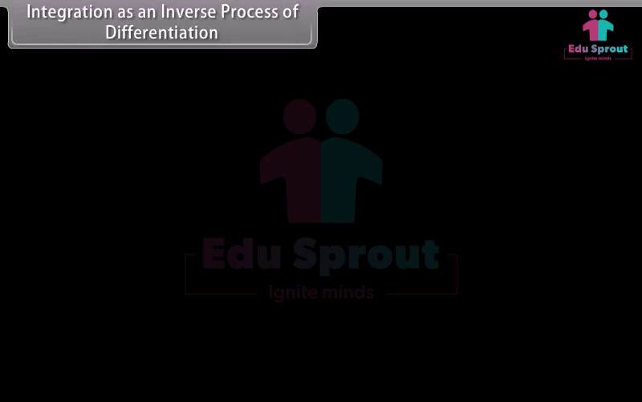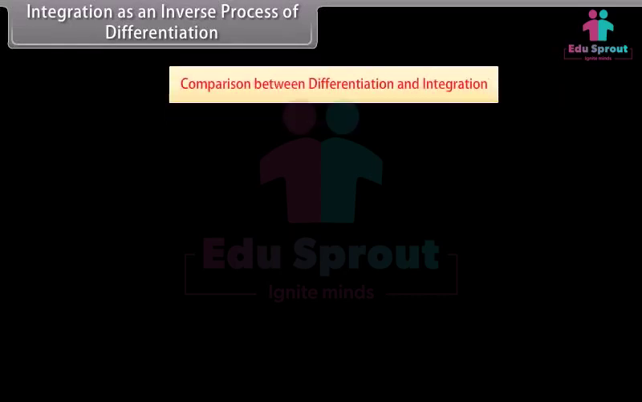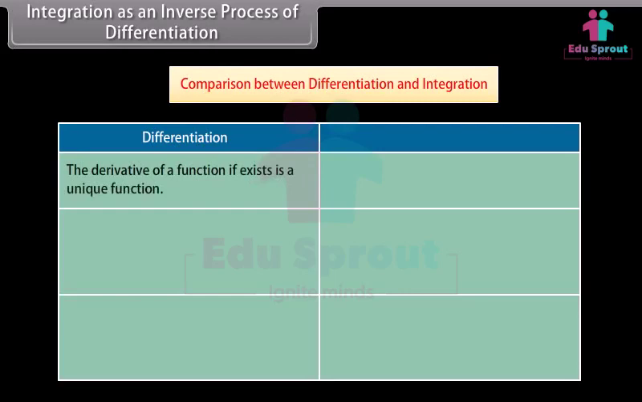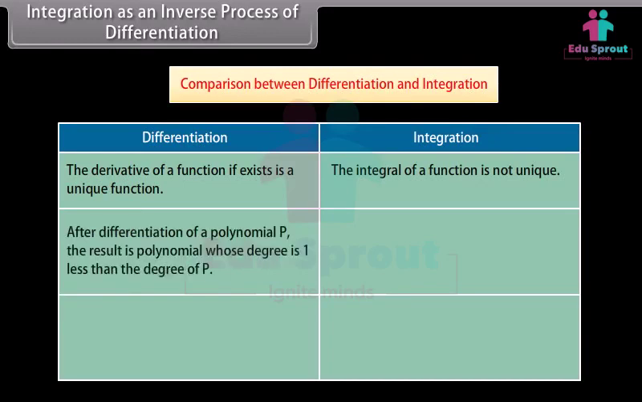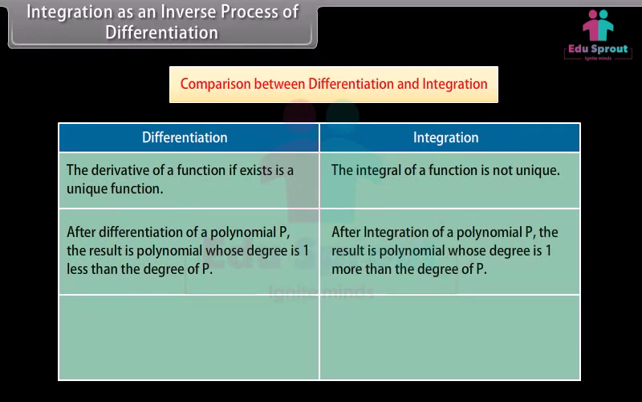Integration as an inverse process of differentiation. Comparison between differentiation and integration. In differentiation, the derivative of a function, if it exists, is a unique function, whereas in integration, the integral of a function is not unique. In differentiation, after differentiation of a polynomial P, the result is a polynomial whose degree is 1 less than the degree of P, whereas in integration, after integration of a polynomial P, the result is a polynomial whose degree is 1 more than the degree of P.